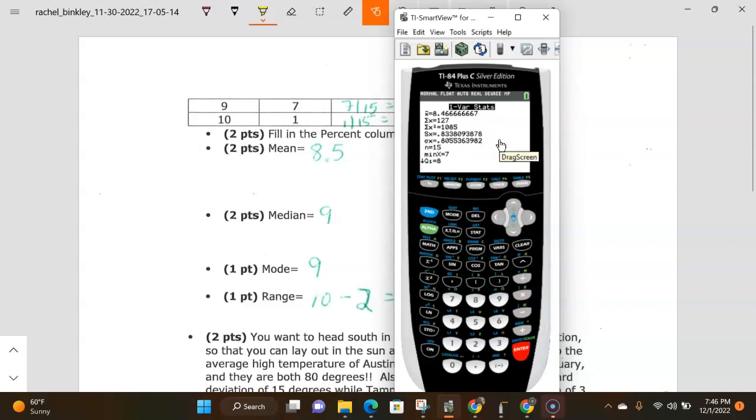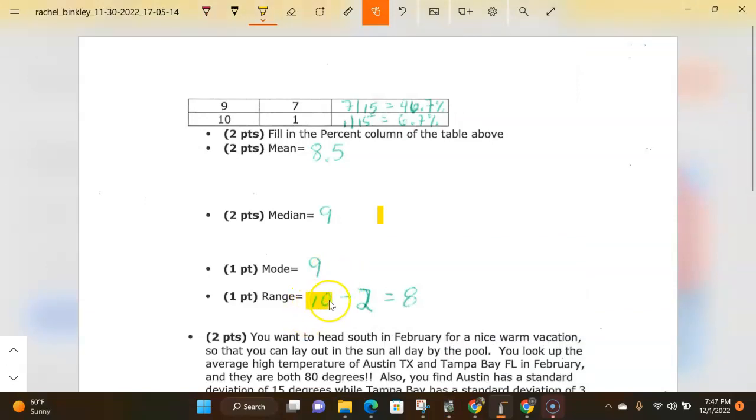Okay, and this is where I can see all of my information. So the mean is 8.5. I rounded that 0.4 to a 5 because the next number was a 6. The median, if I arrow down, median's the next one, is 9. The mode is 9. It doesn't show up here, but since there's more 9s than any other number, I know that's the mode. And the range, I just do the highest value minus the lowest value, and I get 8. 10 minus 2 is 8. Okay.